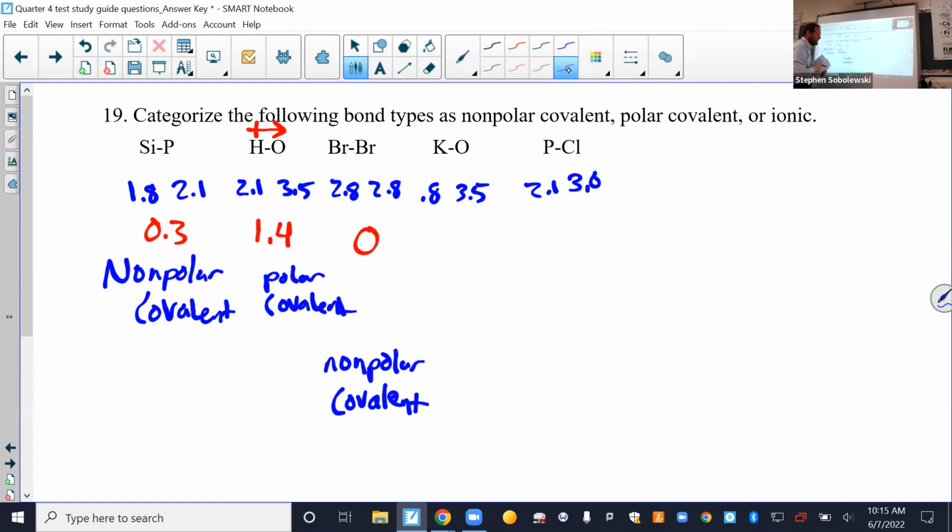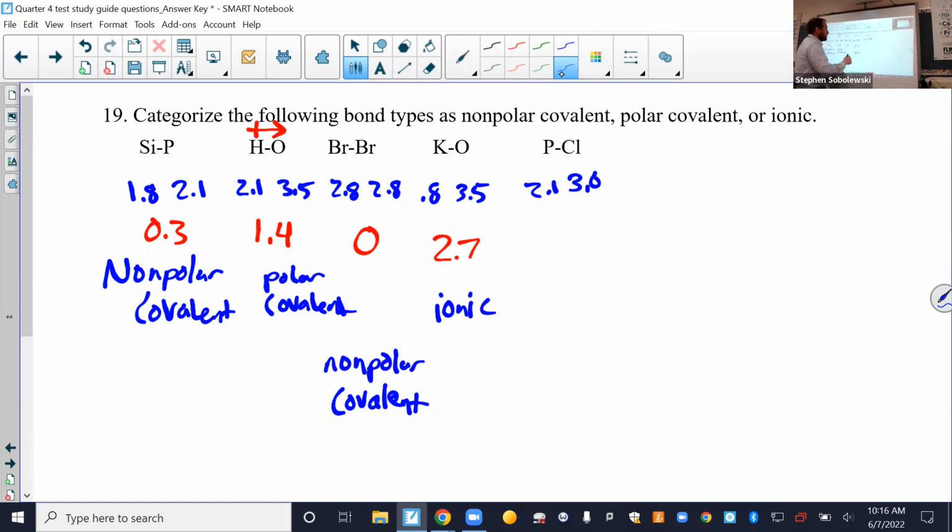Yep. Any bond of the same atom is always going to be perfectly balanced and nonpolar covalent. Here we see a difference, what's that, 3.5 minus 0.8, about 2.7. So clearly ionic, because my ionic range is anything 1.8 or above.